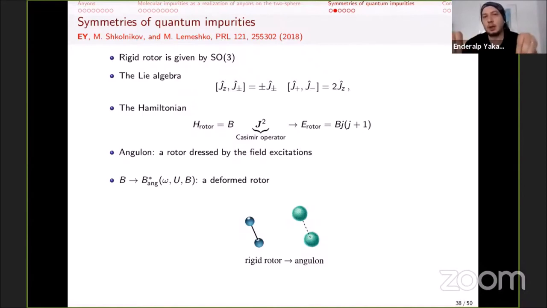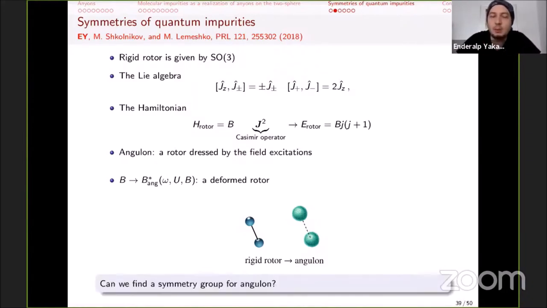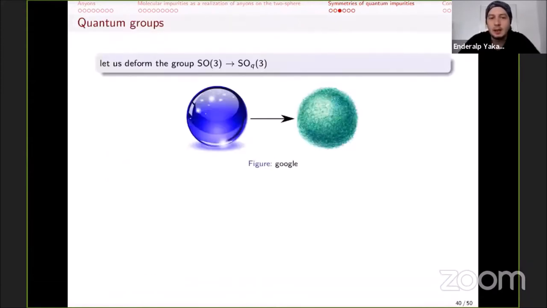So if you couple a molecule to a bath, then your molecule will be dressed with this excitation of phonons. This means that rigidity is now broken due to this cloud of phonons. So this is how we obtain the renormalized rotation constant, or how we obtain a quasi-particle. Now the question is the following: can we find a symmetry group for this angulon or this quasi-particle? So here's the idea. The rigid rotor corresponds to SO(3). And now when we immerse it in a bath, this rigidity is somehow broken. It is getting deformed, so to say.